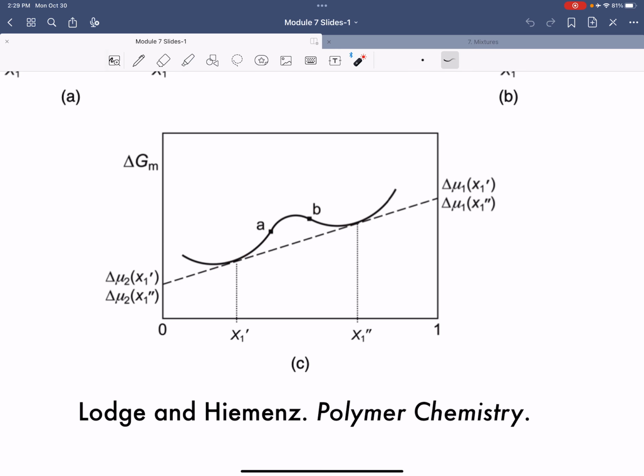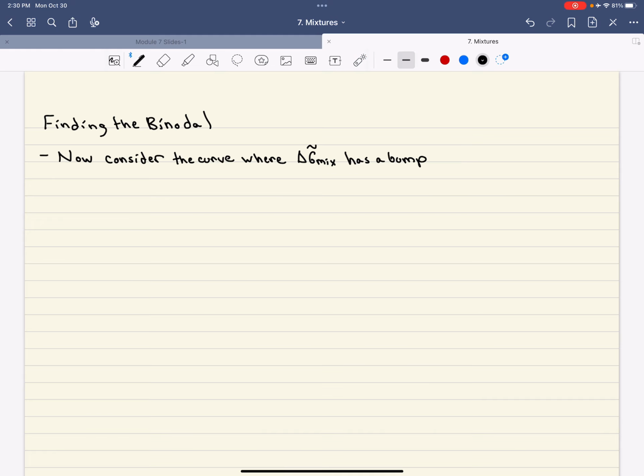And so here, if the system starts out initially here, it could phase separate such that it forms one phase with composition xa prime or x1 prime and another composition x1 double prime, right? And the compositions would be set in such a way that you could draw a straight line between them, okay? So let me express that in words.